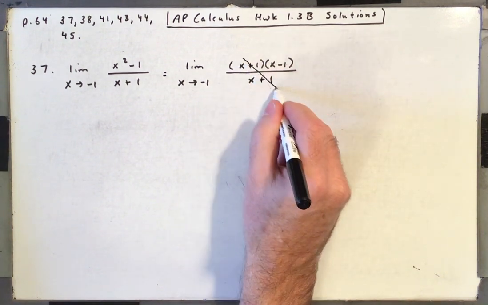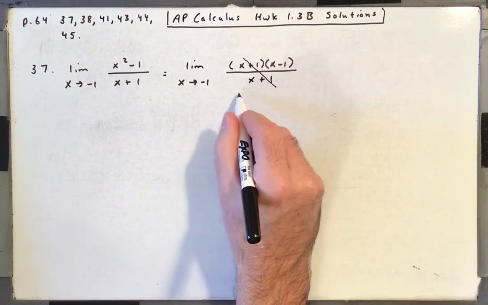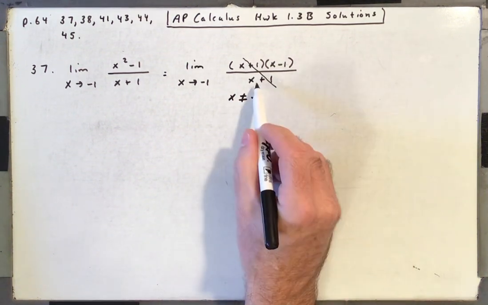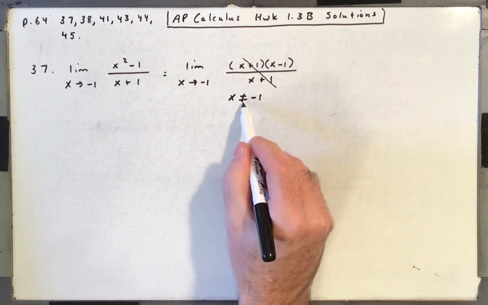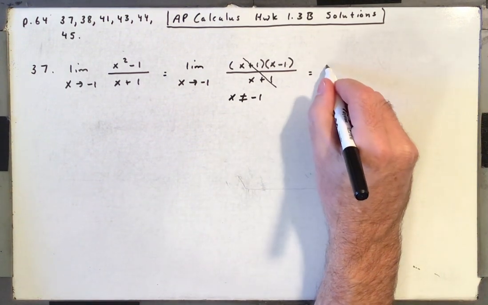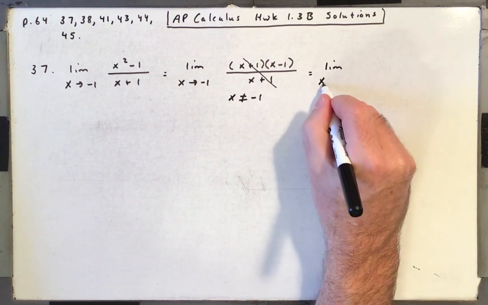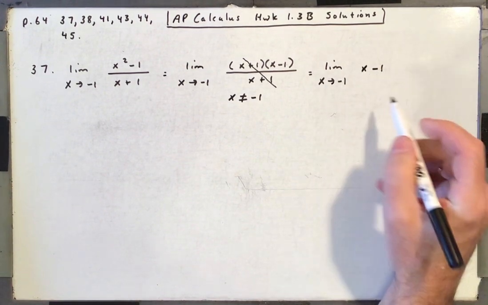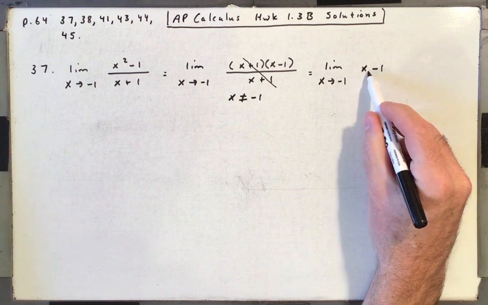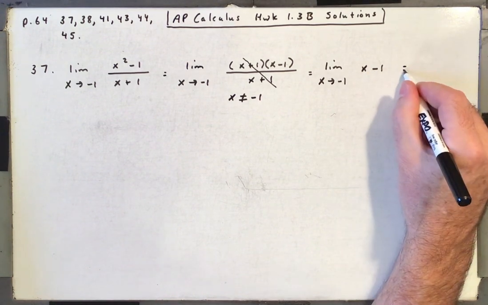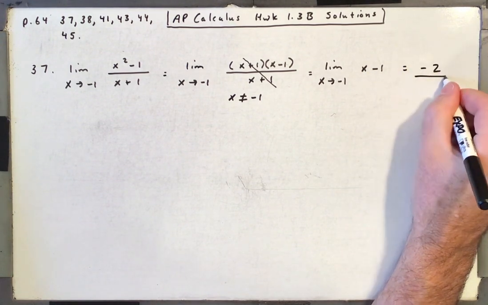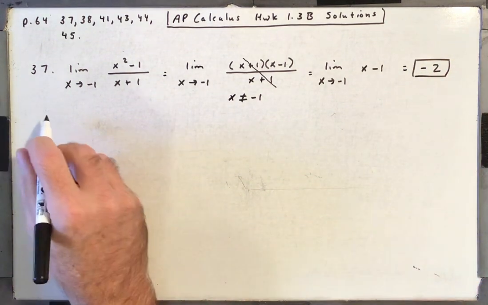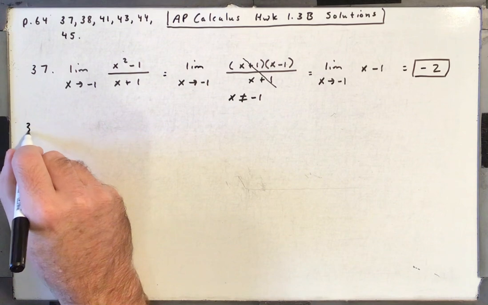Now we can cancel out the x plus 1 as long as x does not equal -1, because that makes the denominator 0. You must put that. So this would be the limit as x approaches -1 of x minus 1. And now we're going to plug in -1. -1 minus 1 would give us an answer of -2. All right, great.